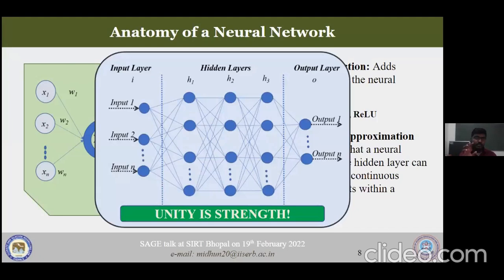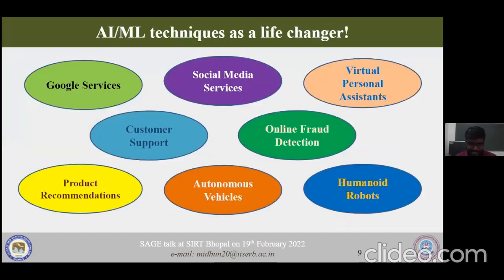What I showed previously was only happening in one neuron. In an ANN, there are several layers of neurons, any number of neurons, and unity is strength, of course. That's how powerful these networks are. We don't have to program or code anything explicitly. We don't have to tell it the relationship, but the network algorithm will learn it, and we can use it for the further prediction process. This is the basic idea behind AI and ML.